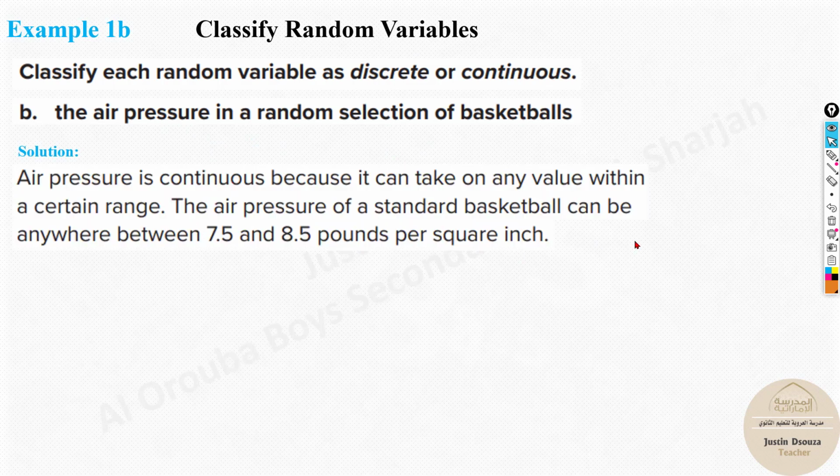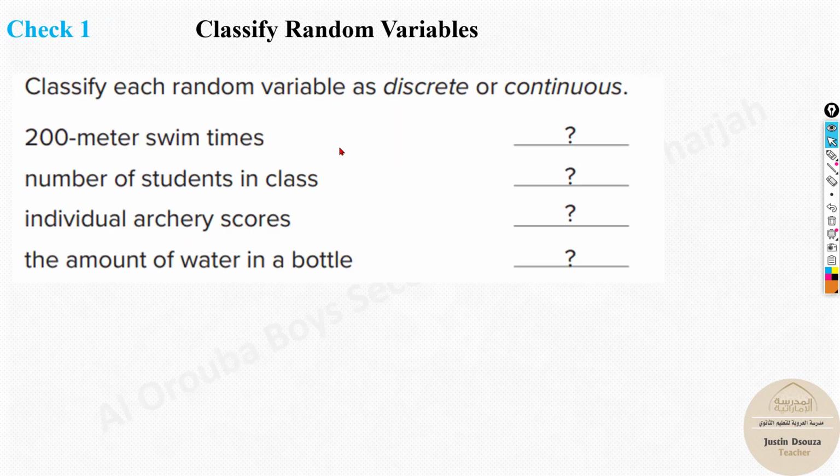Okay. So here you can see the air pressure of a basketball can be anywhere between 7.5 to 8.5. It can be any of these values. You can't exactly specify it's going to be 7, 8, 9. It's not like that. That's why it's continuous over here. And let's look at these. Classify each random variable as discrete or continuous.